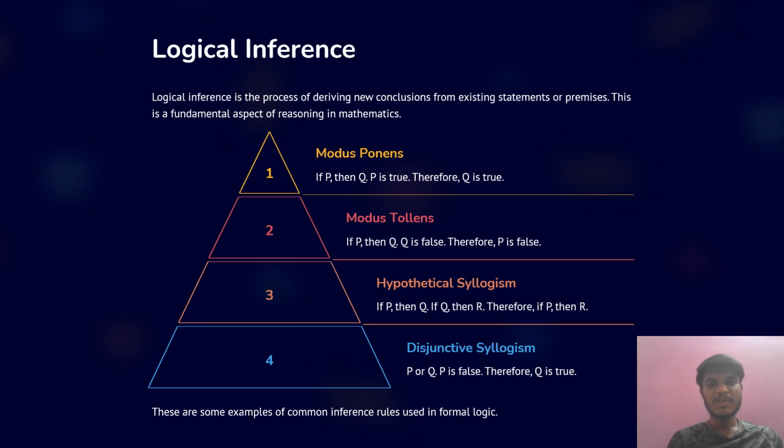First one, modus ponens. If P then Q, P is true, therefore Q is true. Modus tollens states that if P then Q, Q is false, therefore P is false. Hypothetical syllogism states that if P then Q, if Q then R, therefore if P then R. Disjunctive syllogism states that P or Q, where P is false, therefore Q is true. These are some examples of common inference rules used in formal logic.